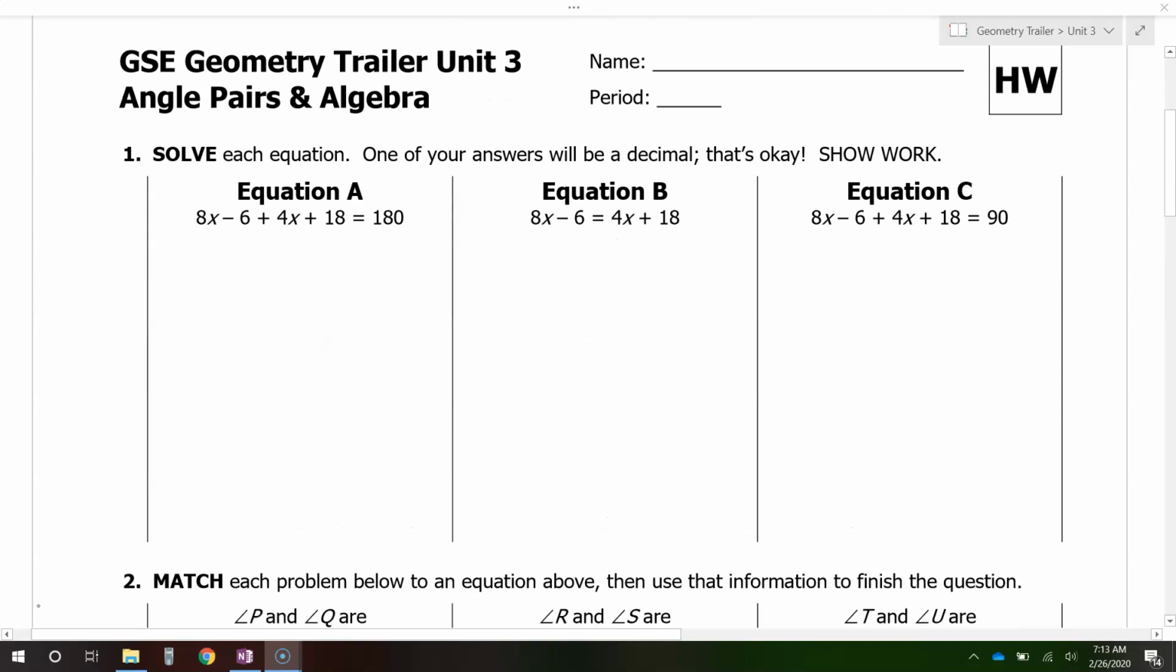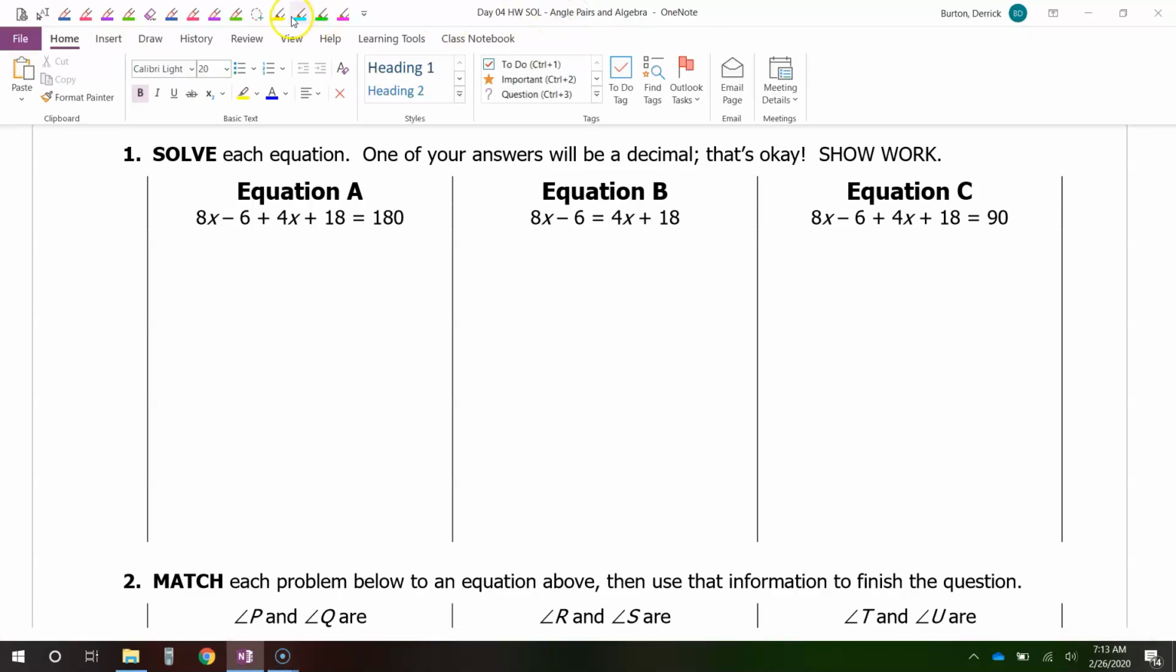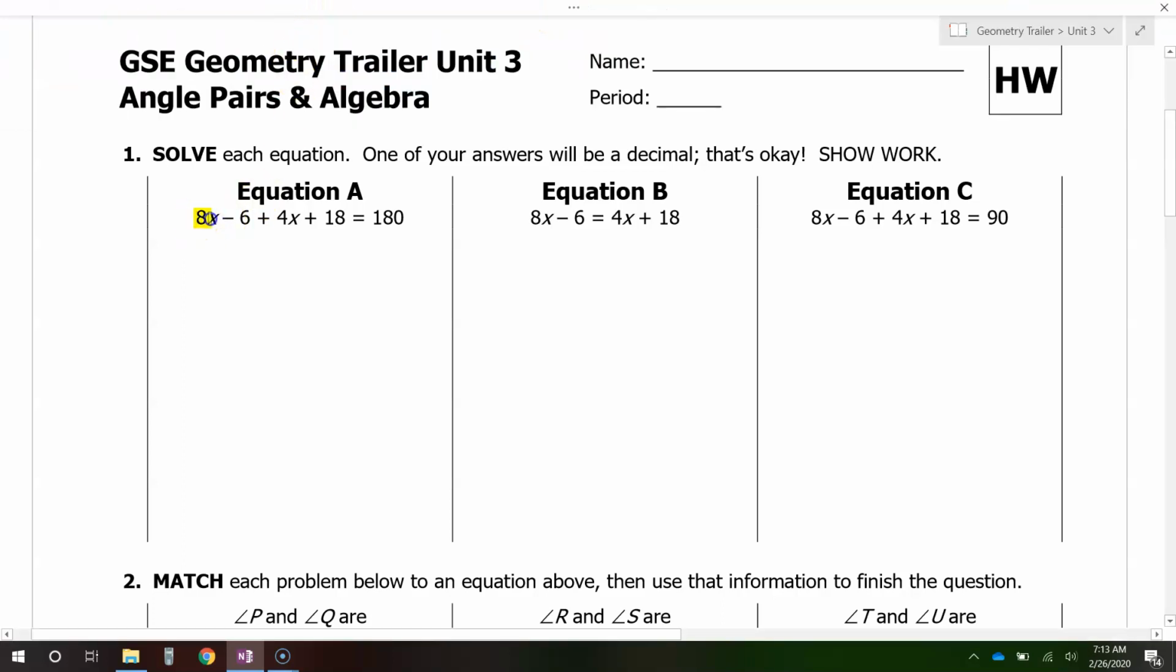So first, let's practice our basic solving equation skills. When you look at an equation, look for the variables. If there's more than one variable, you have to get them together. So you have to look at a problem like this and go, okay, I see the 8x and I see the 4x. Are they on the same side of the equation, or are they on opposite sides of the equation? In this case, they are on the same side of the equation.